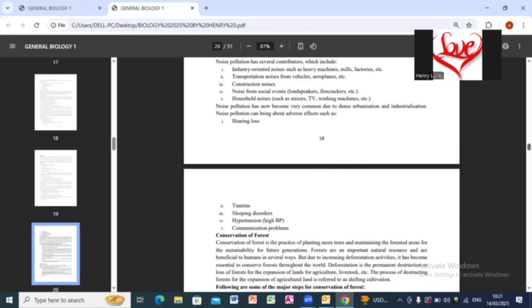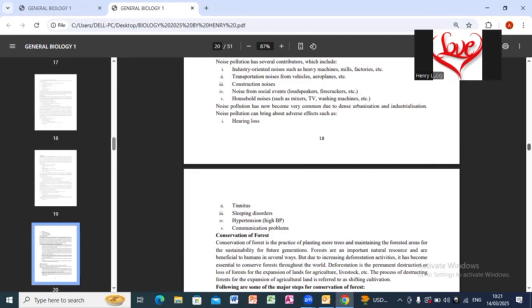Then that brings us to conservation. When we talk about conservation of forests, we are simply talking about the practice of planting more trees and maintaining forested areas for sustainability for the next generation. Now, conservation helps us to preserve life, helps us to preserve trees. It also serves as economic value to the nation.